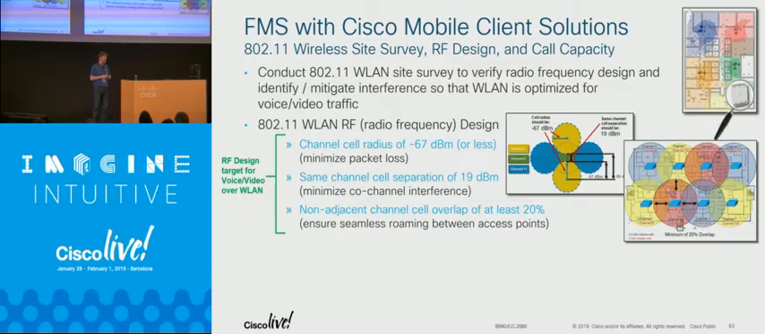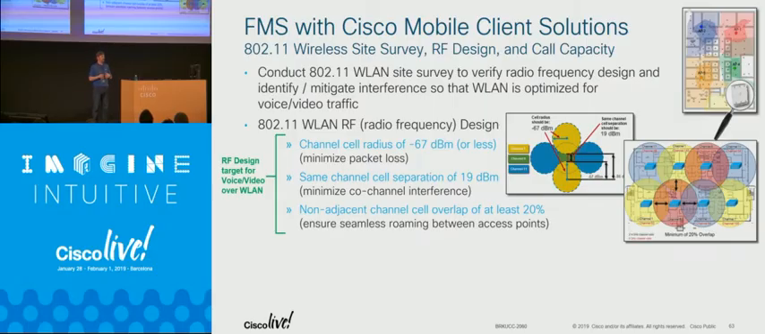or less. And the reason for that is we want to keep our channel cells at a size where we minimize packet loss on the edges of our channel cell, on the edges of the network. And so by doing the 67 dBm or less, we get less packet loss on those edges.